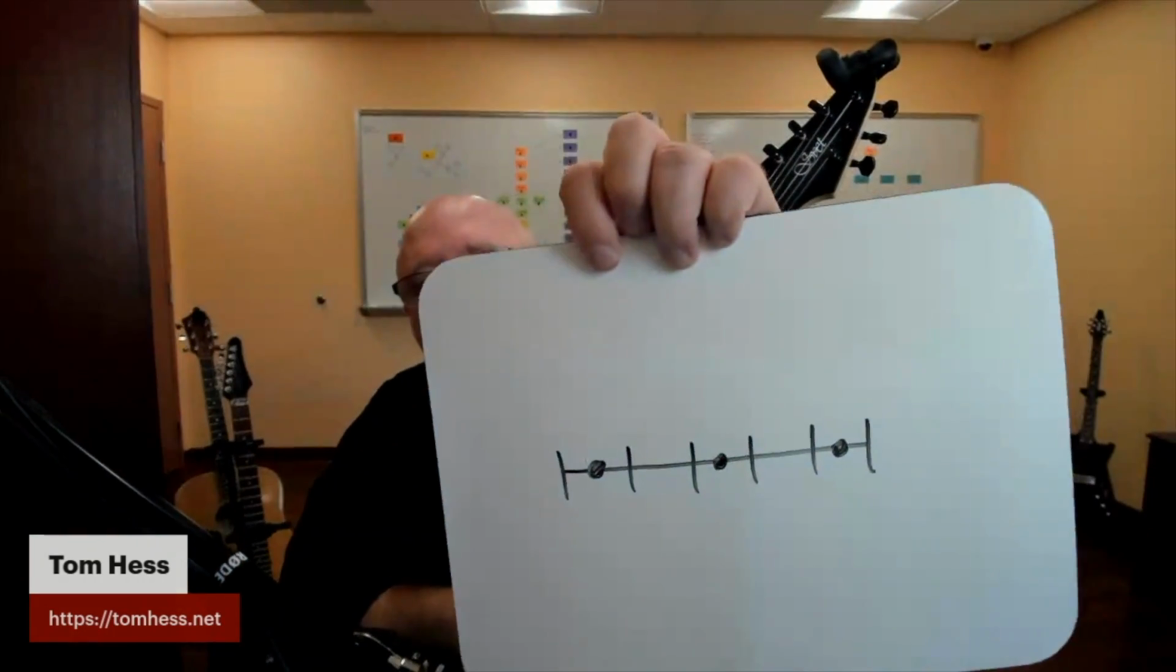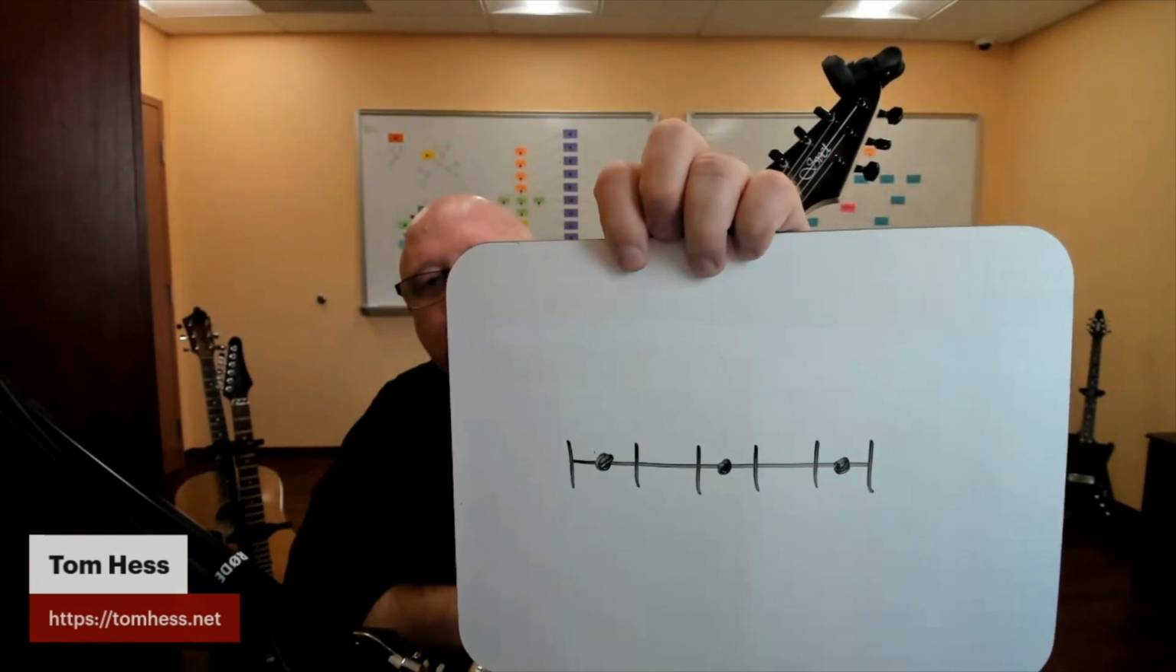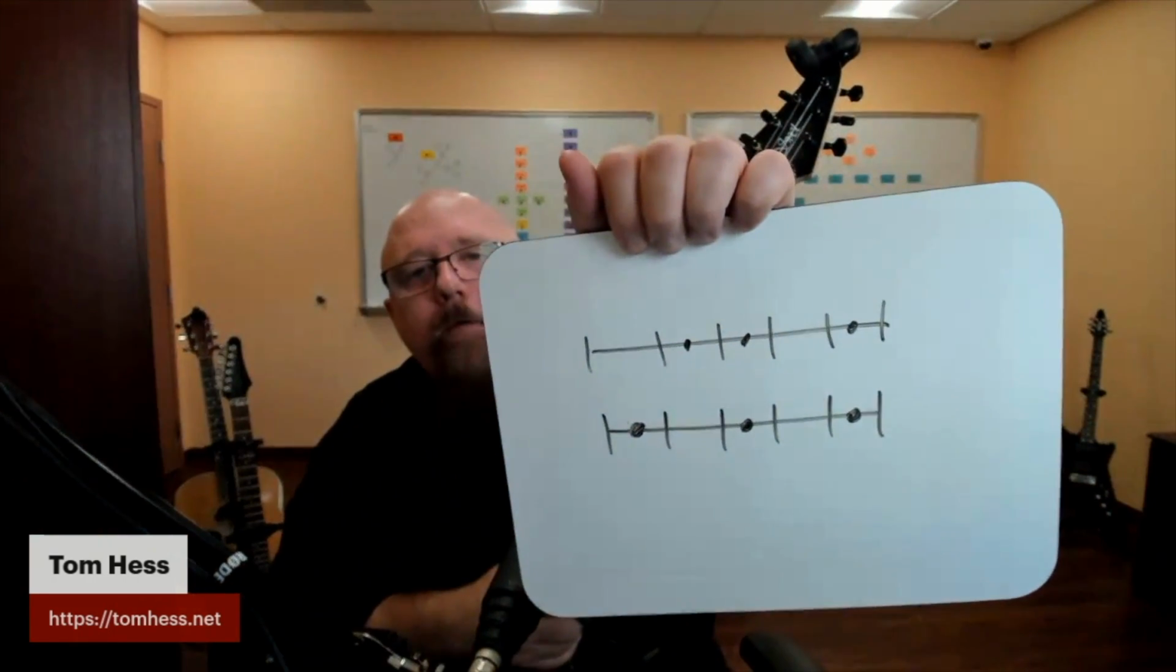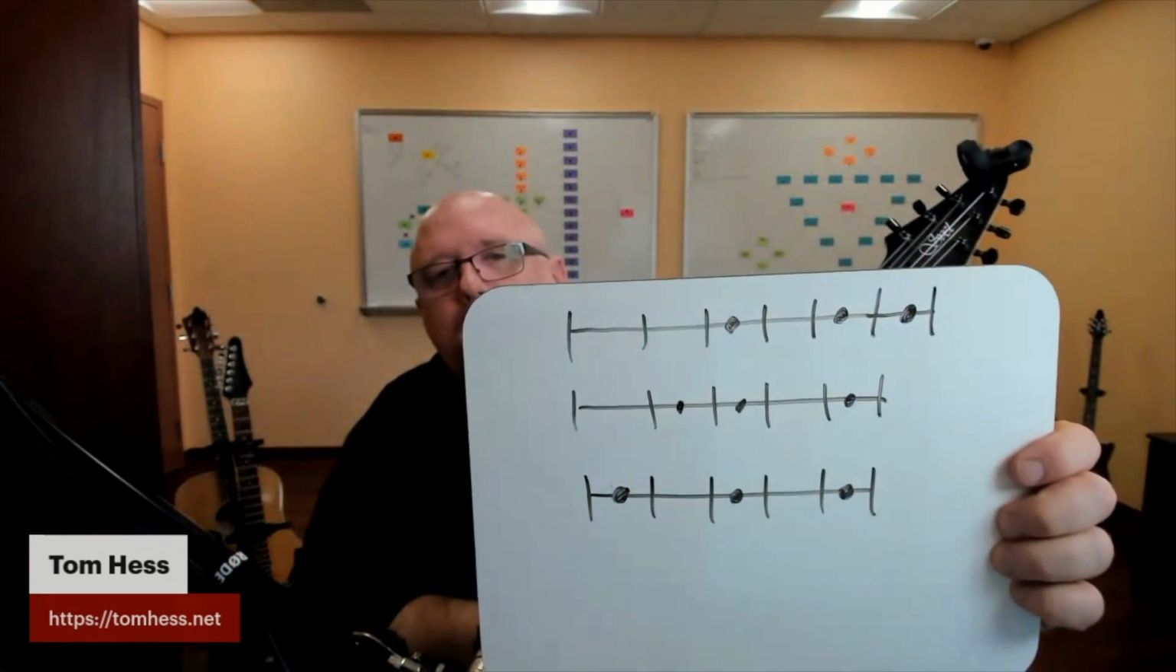On the bottom 2 strings, strings 6 and 5, the pattern looks like this. On the middle two strings, strings 4 and 3, it looks like this. And on the highest two strings, it's going to look like this, the top line for the top two strings.